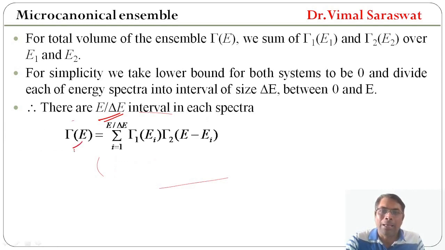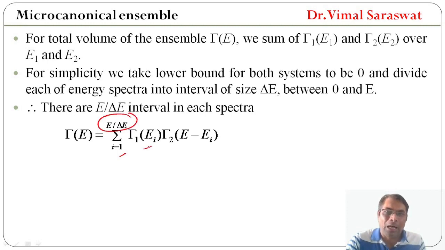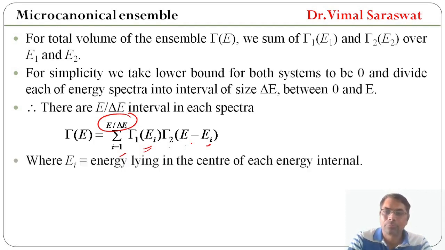Now, gamma E is equal to the sum over i equals 1 to E upon delta E of gamma 1 Ei, gamma 2 E minus Ei. What is gamma E? Gamma E is the total volume of the ensemble. Here, Ei is the energy lying in the center of each energy interval.